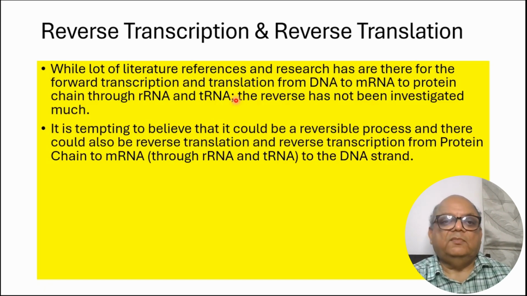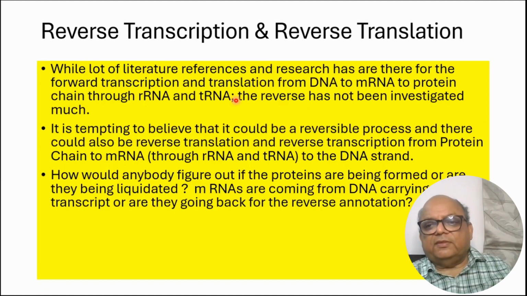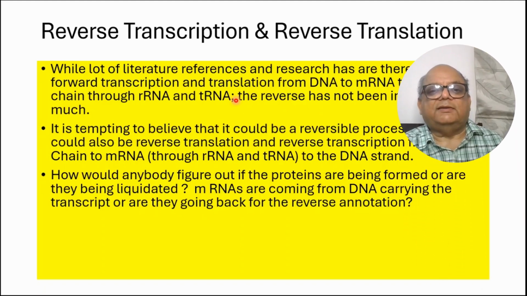So, I mean, it is impossible for anybody to figure out with whatever molecular tools we have or methods of study we have that proteins are being formed or they are being liquidated progressively. How does one make out which way it is moving? It's very difficult to make out. mRNAs are coming from DNA or they are going from DNA. They are going back for the reverse annotation or they are coming forward. Very difficult for anybody to make out until one studies a molecular level movement at the single atom level.